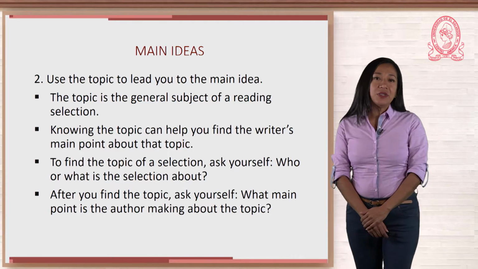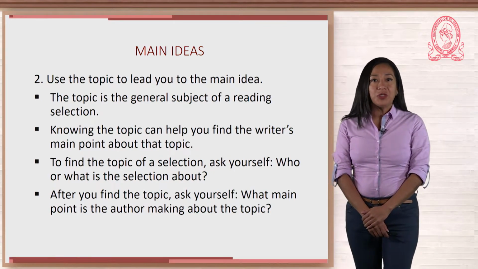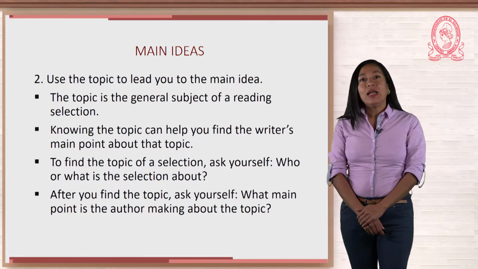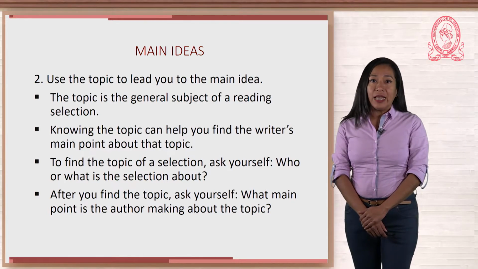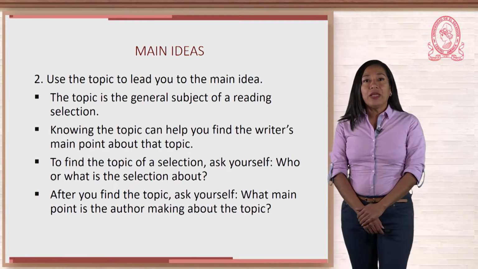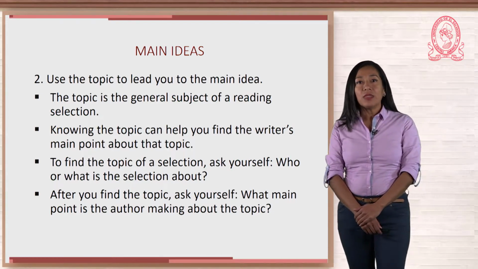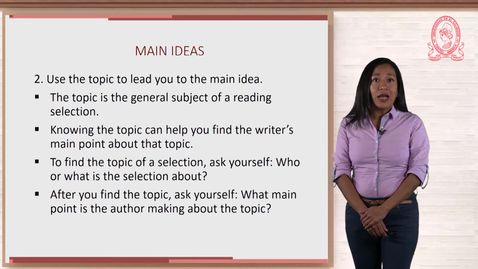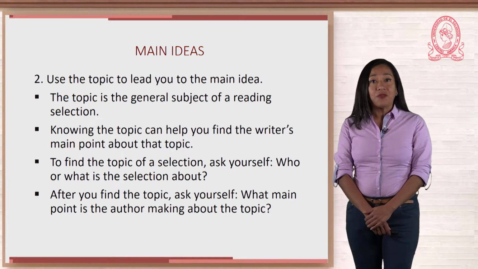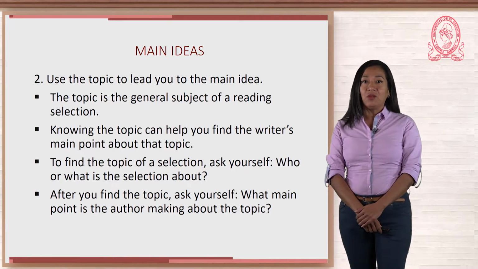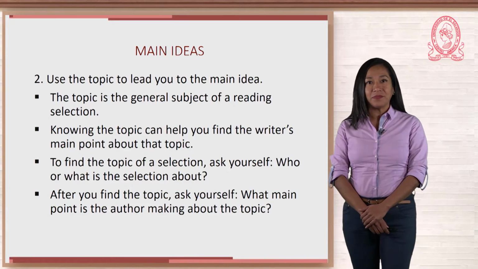Now let's practice with the second strategy. In the second strategy, you have to use the topic to lead you to the main idea. Langan mentions, the topic is the general subject of a reading selection. Knowing the topic can help you find the writer's main point about that topic. To find the topic of a selection, ask yourself, who or what is the selection about? After you find the topic, ask yourself one more time, what main point is the author making about the topic?